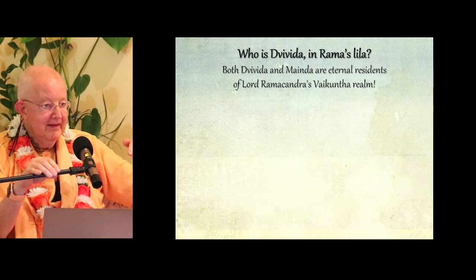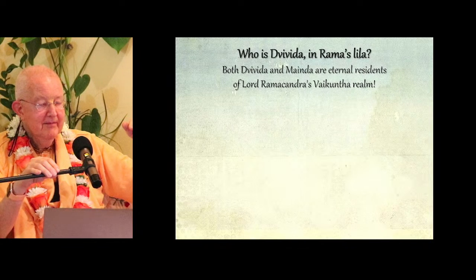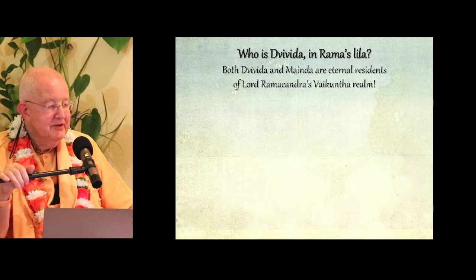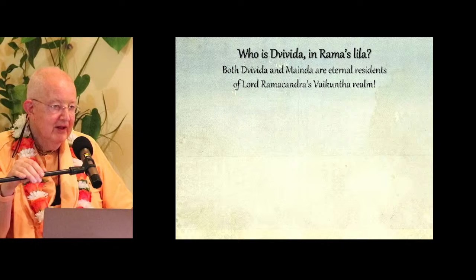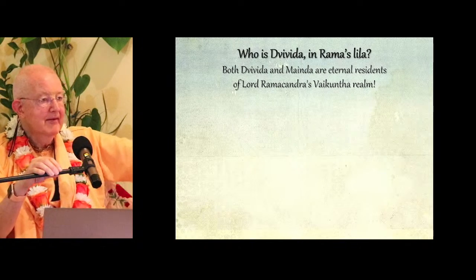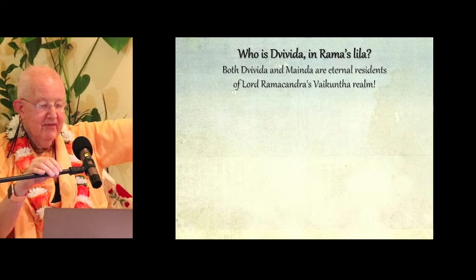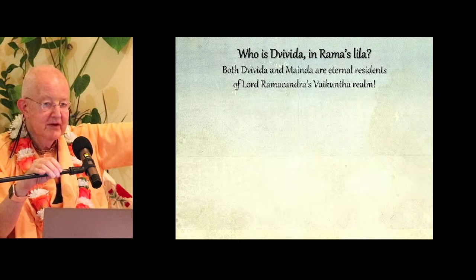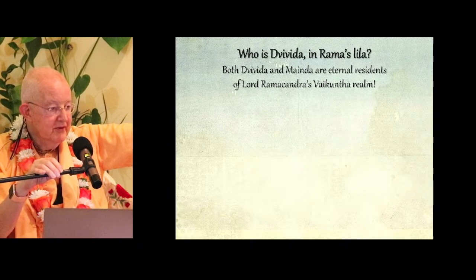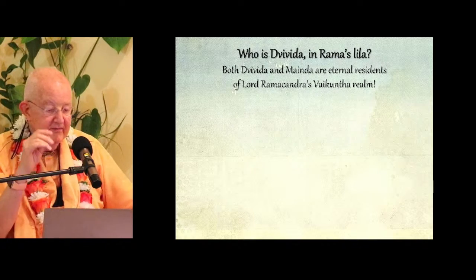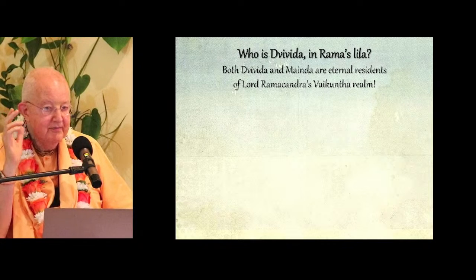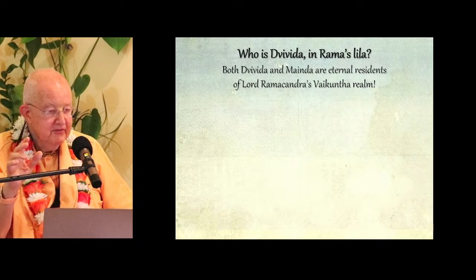So, in all the Vaikuntha planets, or the realm of Haridam, there's one planet that's the topmost of all those planets. Of all the Vaikuntha planets, the topmost is Ayodhyadam, the eternal abode of Lord Ramachandra. In the Vaikuntha realm, the spiritual Ayodhyadam, Dvivida and Minda are eternal residents there. Interesting, huh?